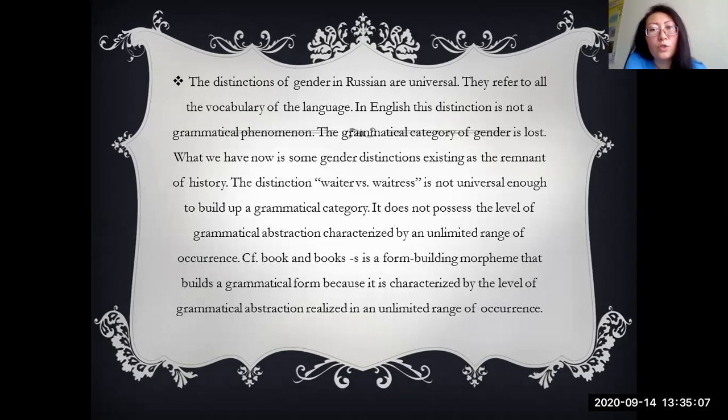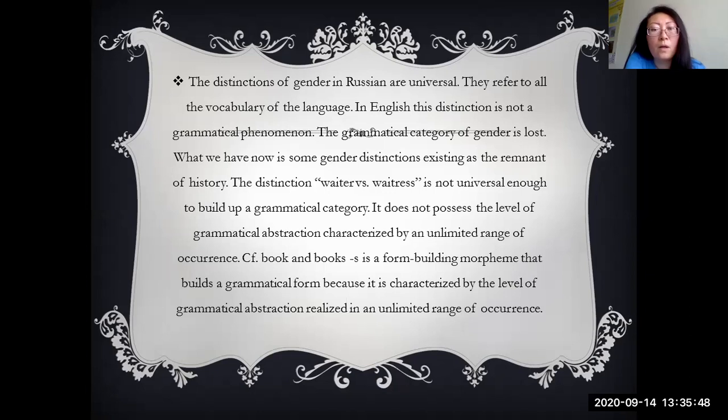The distinctions of gender in Russian are universal. They refer to all the vocabulary of the language. In English, the distinction is not a grammatical phenomenon. The grammatical category of gender is lost. What we have now is some gender distinctions existing as the remnant of history. The distinction waiter versus waitress is not universal enough to build up a grammatical category. It doesn't possess the level of grammatical abstraction characterized by an unlimited range of occurrence.